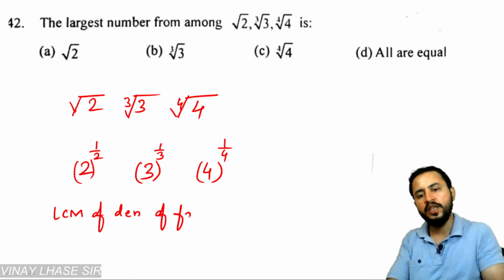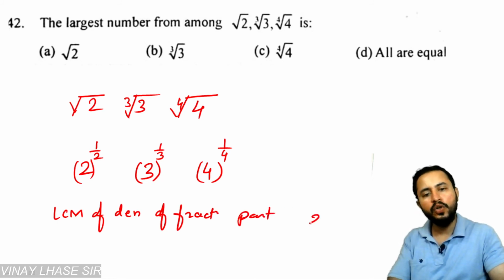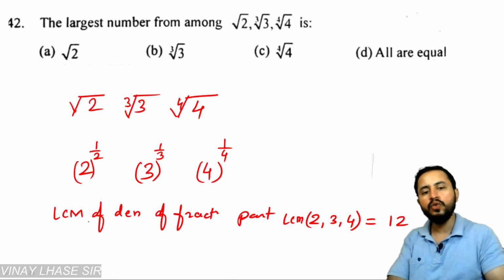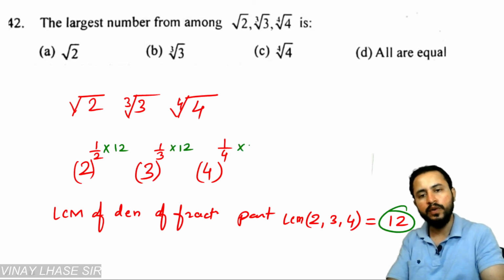Denominator of fraction part. The denominators are 2, 3 and 4. So what is the LCM of 2, 3, 4? Sir, the LCM of 2, 3, 4 is 12. So this 12, you have to multiply it here: into 12, into 12 and into 12.